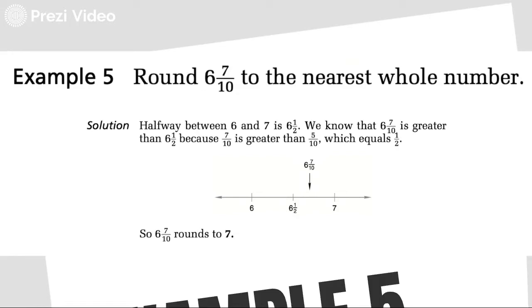So I'm not really looking at the 6 here. I'm looking at this fraction next to it, 7/10. Now, I know from earlier what we said that 5/10 is 1/2. 7/10 is actually bigger than 1/2. So since it's bigger than 1/2, and it's going to be closer to 7, if you look on the solution on that number line down there, I'm going to bump it up to 7. They say halfway between 6 and 7 is 6.5. We know that 6 7/10 is greater than 6.5 because 7/10 is greater than 5/10.